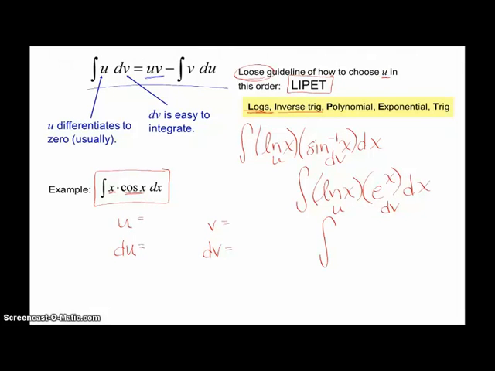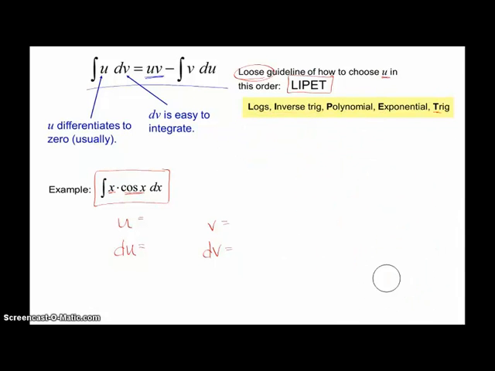But let's say that you had the sine of x times e to the x dx. Now LIPET tells you, since e comes before t, this is an exponential function, here's a trig function, that e to the x needs to be u, and sine x dx would have to be dv. So there's the idea behind LIPET. LIPET tells you the order in which you should choose a function that's present to be u, and therefore everything that's left by default has to be dv.